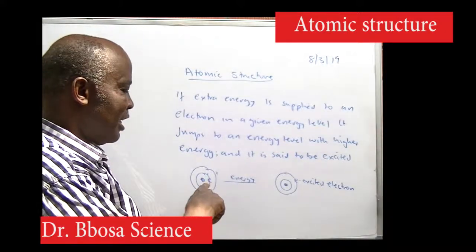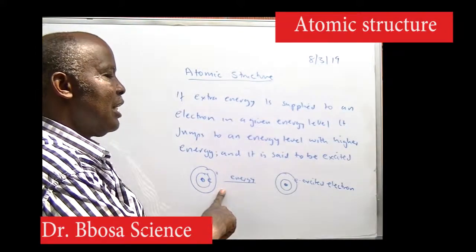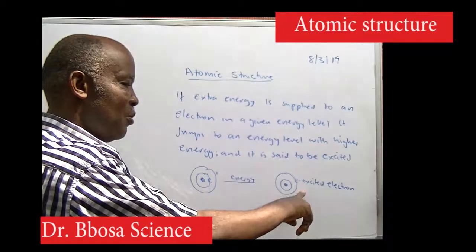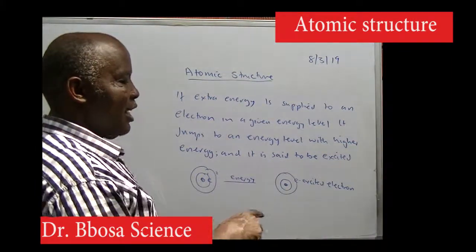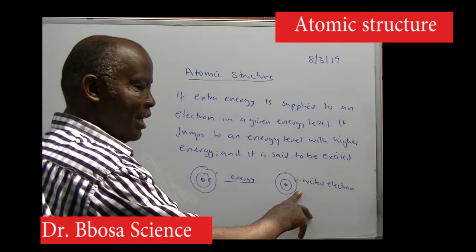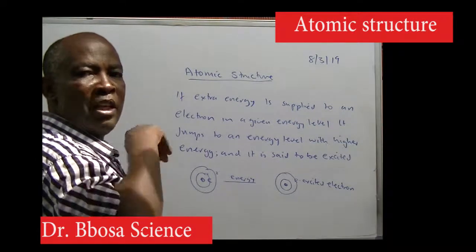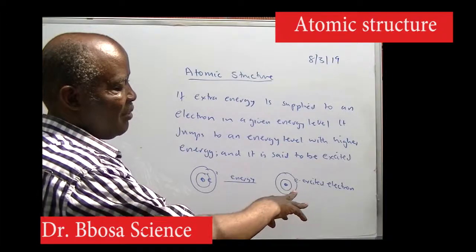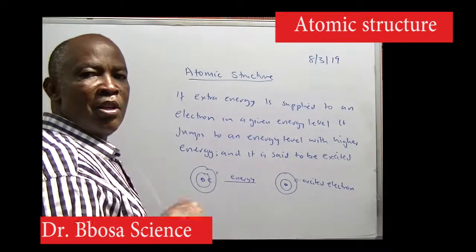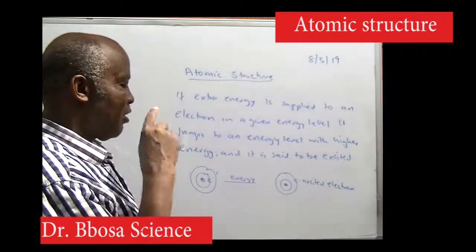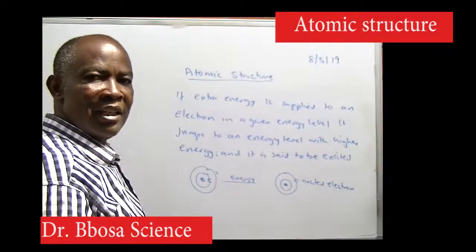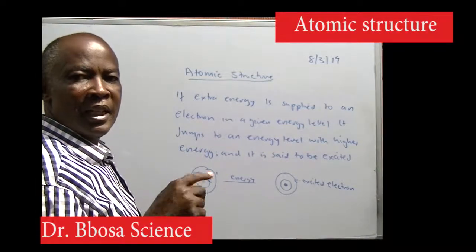So any extra energy it absorbs, it can either jump to energy level 2 if the energy it has absorbed is enough to enable it to reside in energy level 2, or to energy level 3 if the amount of energy supplied is enough to make it reside in energy level 3. So an electron which has absorbed extra energy is said to be excited.